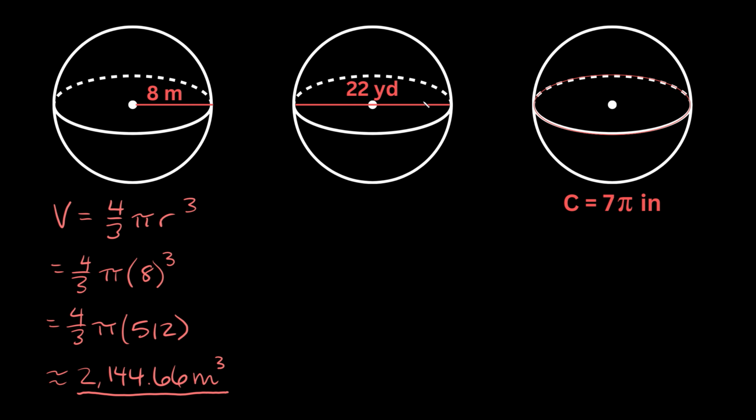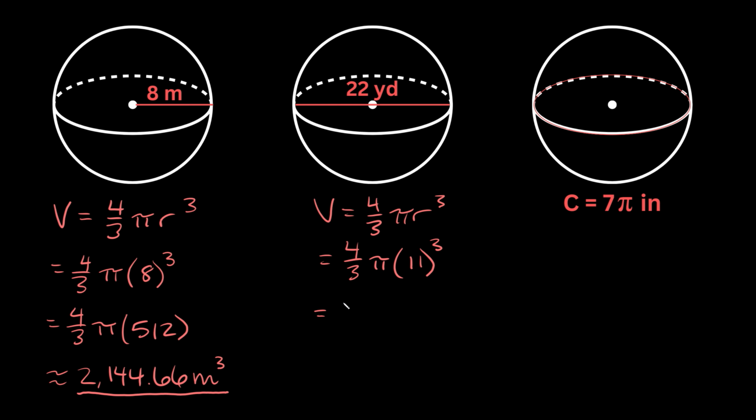Here, again, we're given the diameter as 22 yards. But it doesn't matter, we're going to use the exact same formula. The volume is equal to 4/3 pi r cubed. The radius is just half of the diameter, so half of 22 is 11. And remember that's cubed.